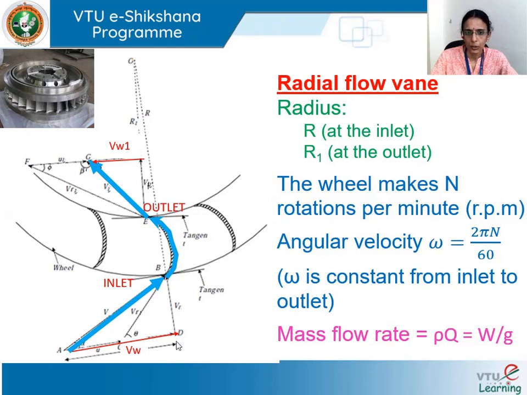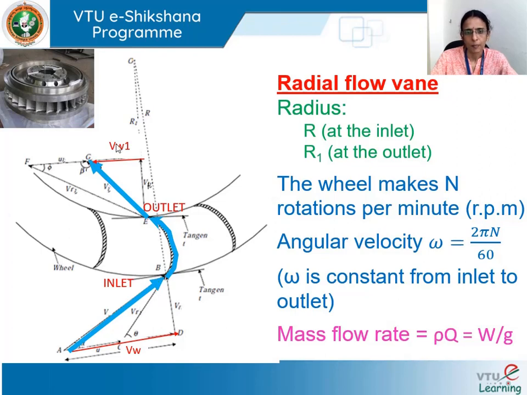Now, Vw and Vw1 are the velocity of whirl at the inlet and outlet respectively. In this case, the vane is moving in this direction from left to right. So, Vw in this case is also from left to right, but Vw1 is in the negative direction. That we have seen earlier also in the case of a single moving wheel.